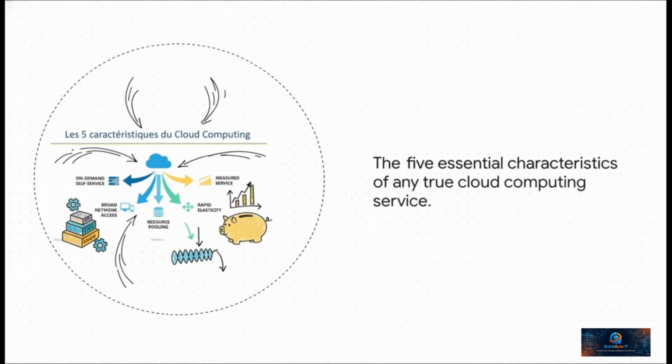It uses resource pooling, sharing the hardware. It has rapid elasticity, meaning you can scale up or down in an instant. And it's a measured service, so you only pay for exactly what you use. That combination is what makes it so incredibly powerful.